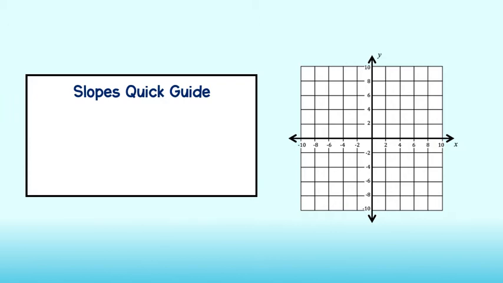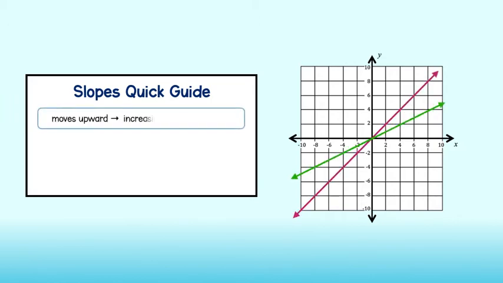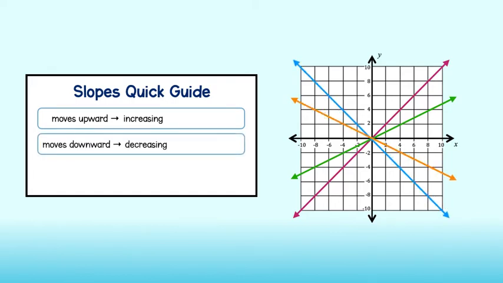First, if the linear function moves upward from left to right, we call this increasing. If the linear function moves downwards, we call this decreasing. We can also note that if the linear function is increasing, the slopes are positive. If the linear functions are decreasing, the slopes are negative.